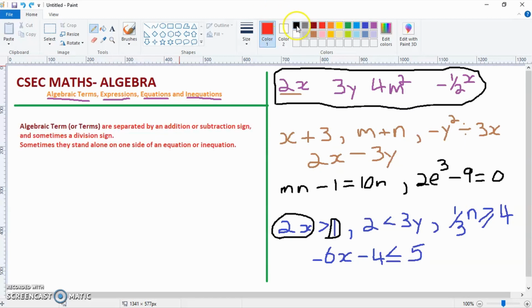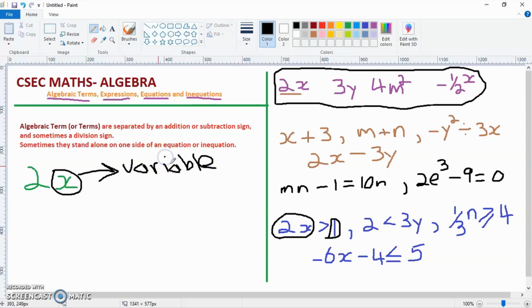Okay, so an algebraic term has two parts. There are two parts to any algebraic term. So let's say you have 2x. 2x has two parts. This is an algebraic term and it has two parts. You have what you call the variable. This is the variable part of the algebraic term.